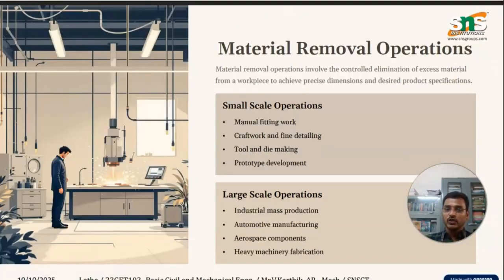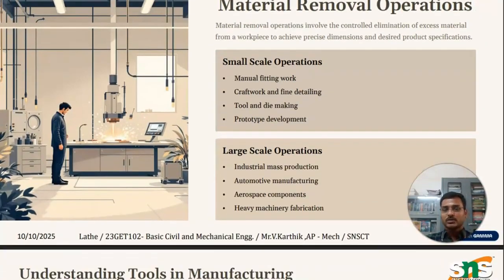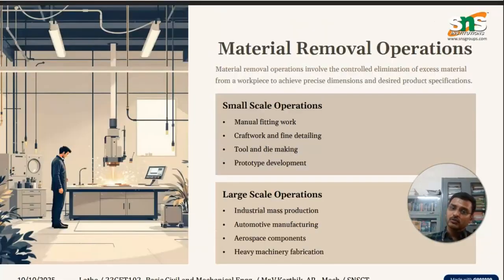Next one is the material removing operations. We have the types of material removing processes: small scale removing operations and the large scale, where the material removal operations involve the controlled elimination of excess material from the workpiece to achieve precise dimensions and desired product positions.